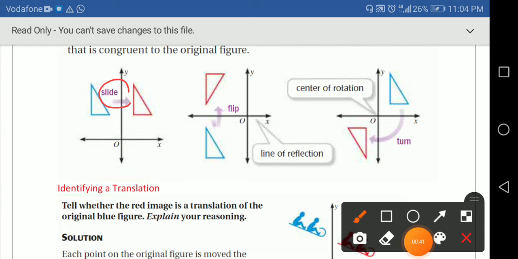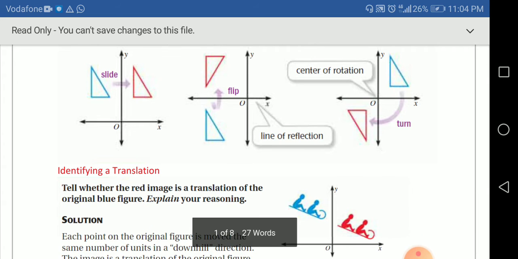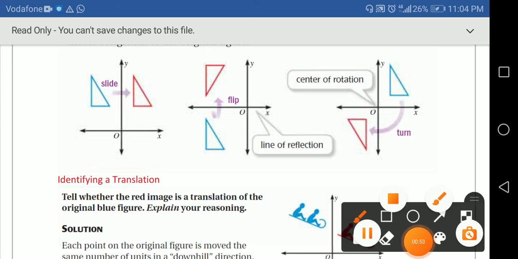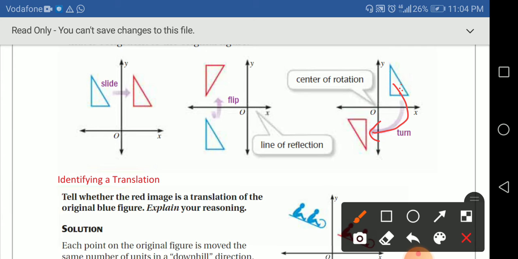Translation, we have here a slide movement. This means that this object moves in the same direction and with the same number of units. What about the rotation? The rotation means that the original figure turns to this figure around a fixed point, which is the center of rotation.